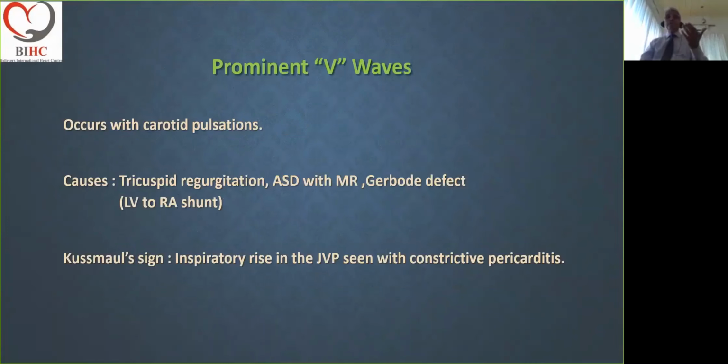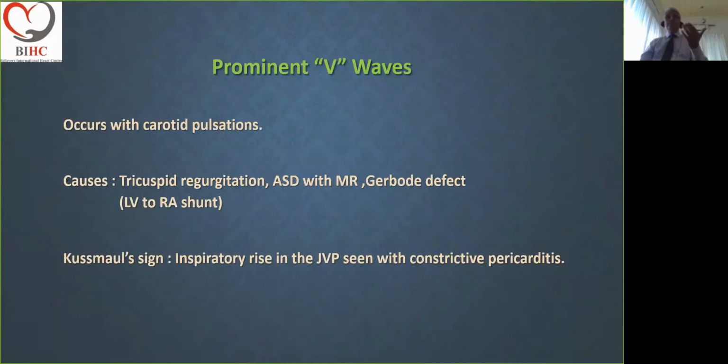If you have a prominent V wave, it means that there is a pulsatile flow into the RA. This happens when the RV is pumping into the RA with tricuspid regurgitation. So you get a prominent V wave. And how do you know it is a V wave? You have your hand on the opposite carotid, and you feel the carotid pulse as you are visualizing the V wave. So that is the prominent V wave. In an ASD with mitral regurgitation, or the LV to RA shunt in a Gerbode defect, these are things which cause the V wave to become prominent.